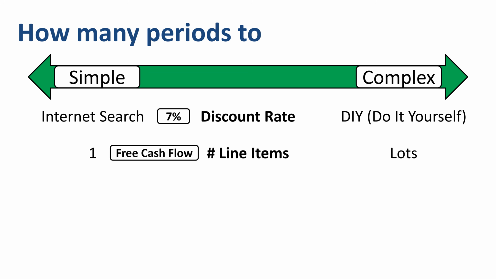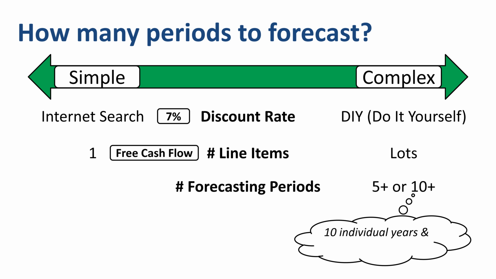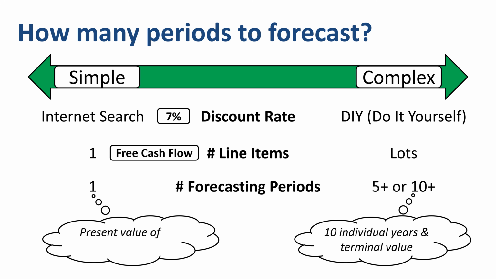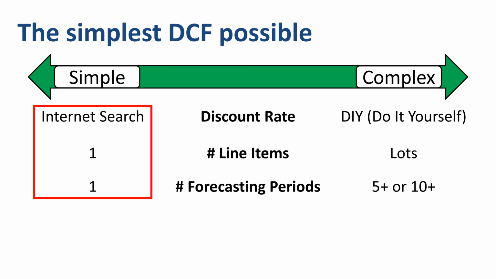Number of forecasting periods. Usually in an Excel DCF model, people would forecast for 5 or 10 individual years and then calculate a terminal value for the future beyond those 5 or 10 years. If you want to keep it very simple, you could just focus on 1 year through a mathematical shortcut called the present value of a perpetuity. Now that you are aware of the choices available to you, let's go through how to use discounted cash flow in the simplest way possible, taking the discount rate from an internet search, using just the ultimate output variable of free cash flow, and taking this for 1 year.